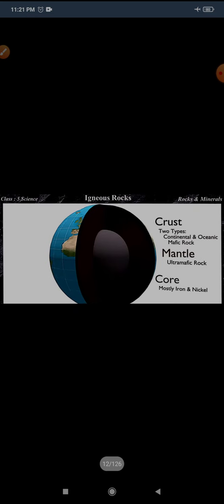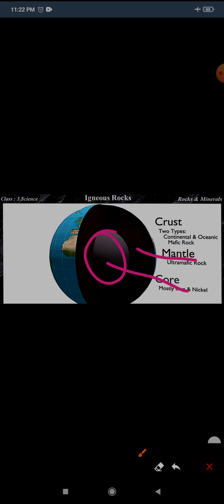Underlying the crust is the mantle. Here you can see that is the core, the middle one is the mantle, and the upper one is the crust. There are two types of crust also mentioned over there, continental and oceanic. Below the crust is the mantle, and below that is the core, at the center of the earth.